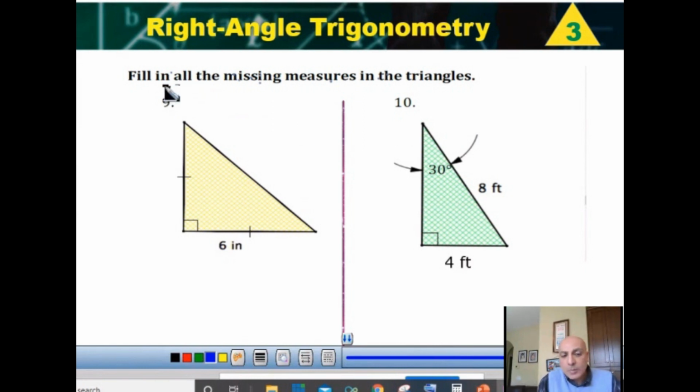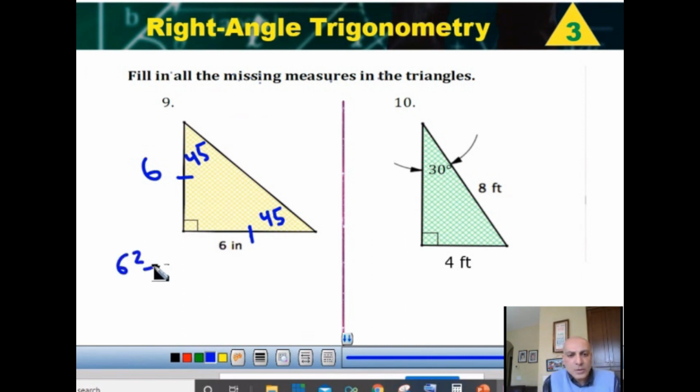So I'm going to start with number 9. This is a 45-45 triangle because of these two little dashes here. So I know this is 45, which is equally at the top. And if this is 6, this will be 6. And how do I do that? So the usual way we do this is through the Pythagorean Theorem, which is one side squared plus the other side squared equals the hypotenuse squared. So I have 6 squared plus 6 squared equals the hypotenuse.